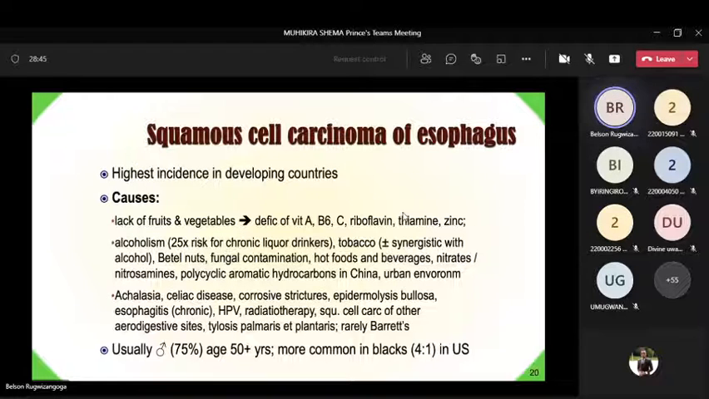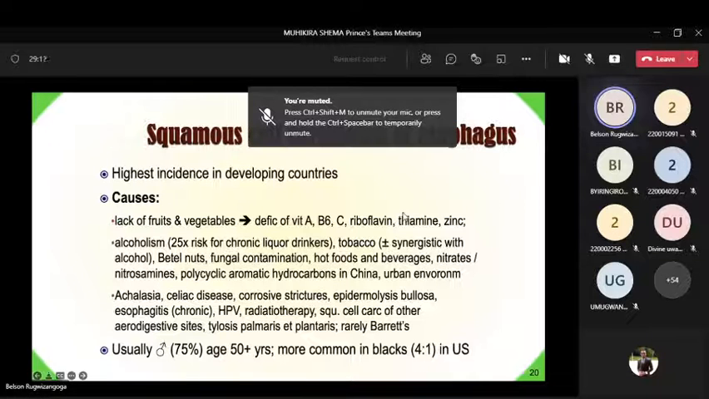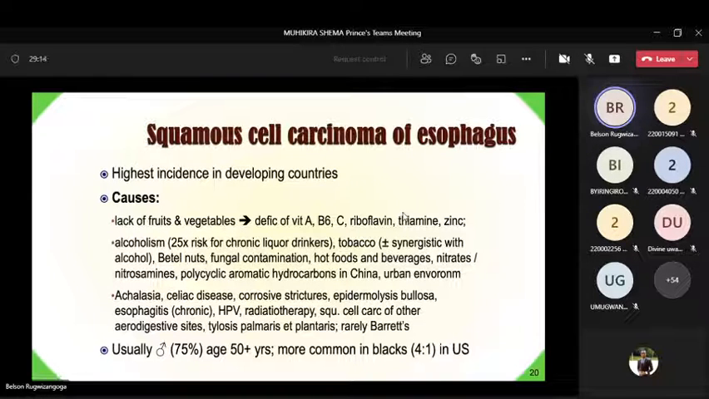So other factors include, so you see that the first category and the second category, they are things which we can control. The third category, there are predisposing syndromes which you cannot control easily. These include achalasia, celiac disease. Celiac disease is a condition whereby someone has intolerance to gluten, for example. So you cannot eat maize or things like that.